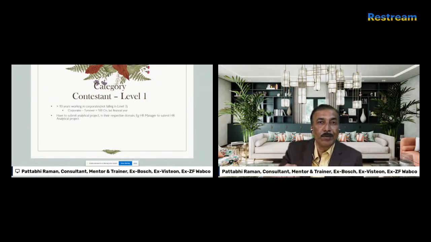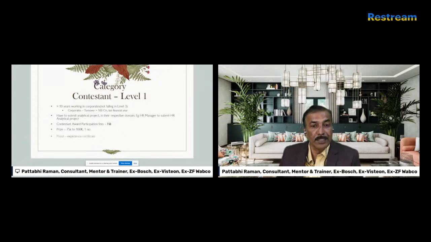Okay, you cannot be an HR guy and submit a project in finance. You should use your own data and demonstrate how you are going to improve. And here the contestant participation is free, and in fact you are welcome, so that your knowledge spreads to the various community people. You are going to have prize money and an award of up to 1 lakh rupees.